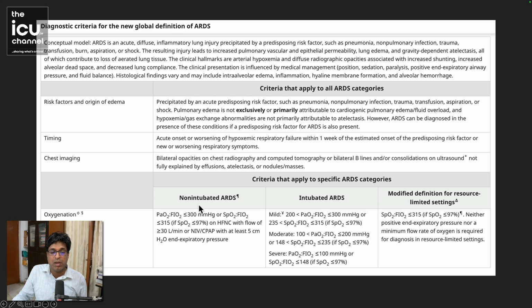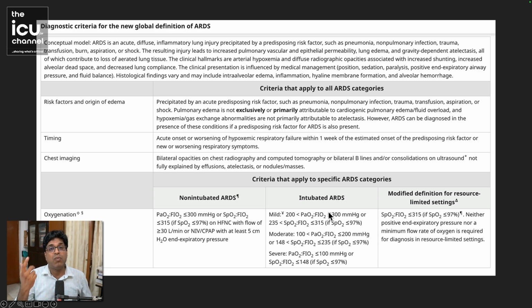There is no mild, moderate, severe in this category. Now, in intubated patients, the criteria remain the same for PO2/FiO2. If the PO2/FiO2 is between 300 and 200, it's mild ARDS. If the PO2/FiO2 ratio is between 200 and 101, or 100, it is moderate ARDS. If the PO2/FiO2 ratio is less than 100 in intubated patients, then it is severe ARDS.